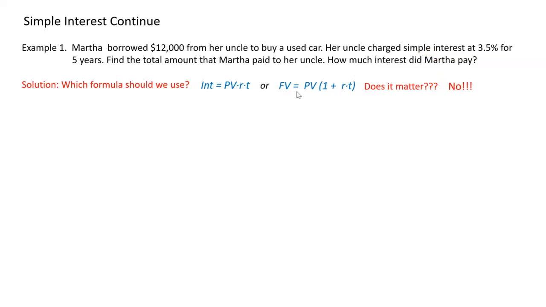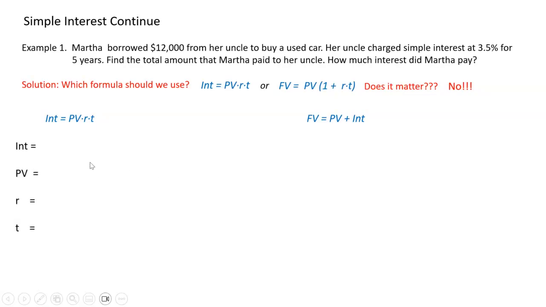I'm going to do this one in two ways. First, I'm going to use the formula here on the left, and then I'm going to use the formula on the right, just so you know that you're going to get the same thing. Let's first start with the interest formula, which is interest equal to present value times interest rate times the time. If we use this formula on the left, then these two formulas go together, because to find the future value will be the present value plus the interest.